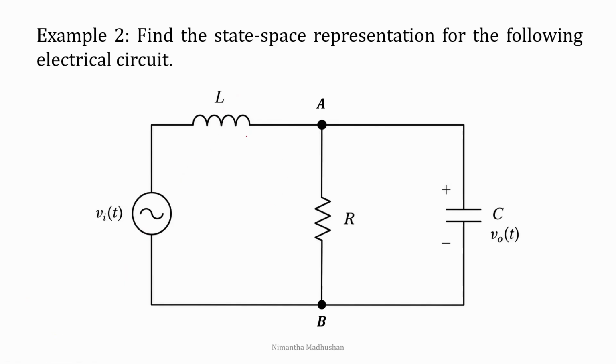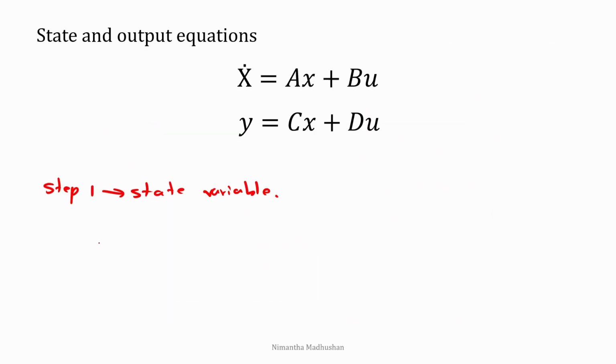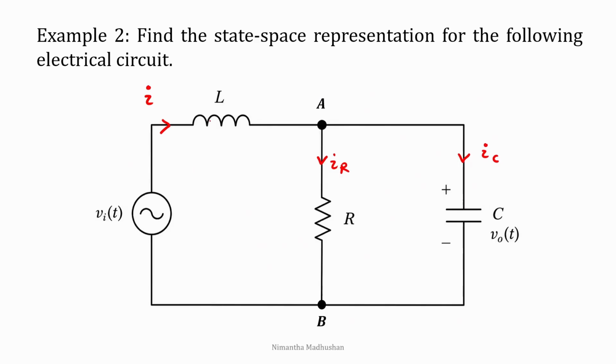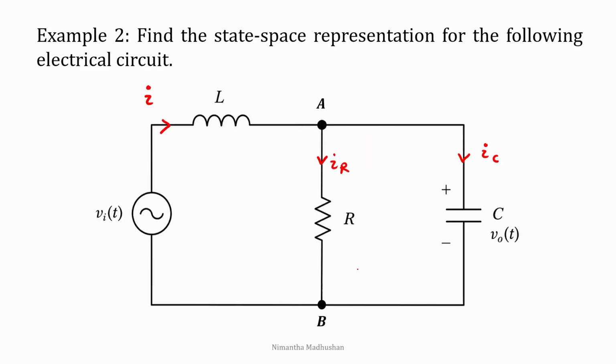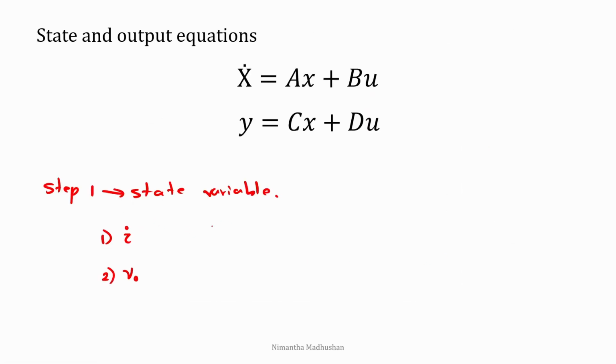If we consider this circuit, I will consider first the current flowing through the inductor is I, and current flowing through the resistor is IR, and current flowing through the capacitor is IC. I consider first state variable as I, that is the current flowing through the inductor from the source and through the inductor. And as the second state variable, I select Vout, that is the voltage across the capacitor. These are the two state variables.